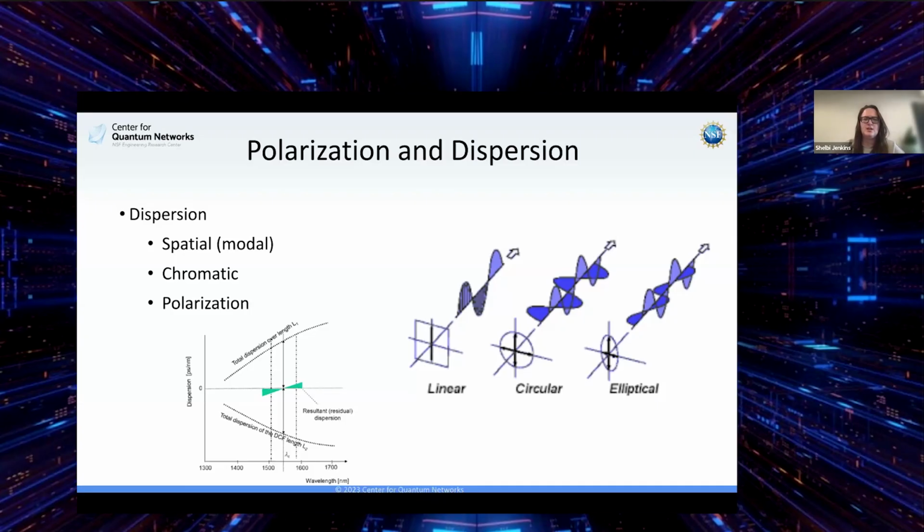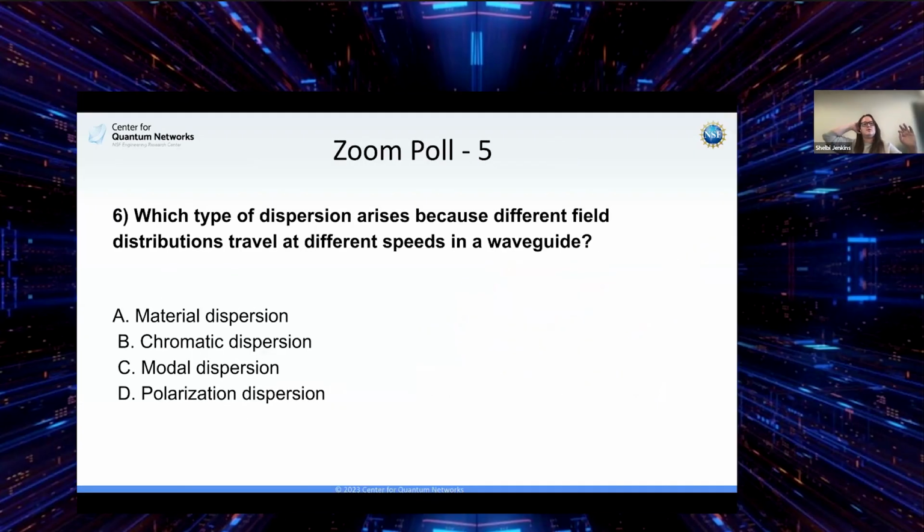Yeah. And then I think, okay, we have one more Zoom poll question. What type of dispersion arises when different field distributions travel at different speeds? So the answer for this one was C. I said it, I didn't write it down, so it's a little tricky, but I did specify earlier that a mode is an EM field, an electromagnetic field distribution that is allowed within a waveguide. That's why we call it modal dispersion.